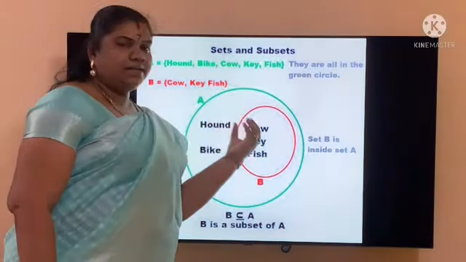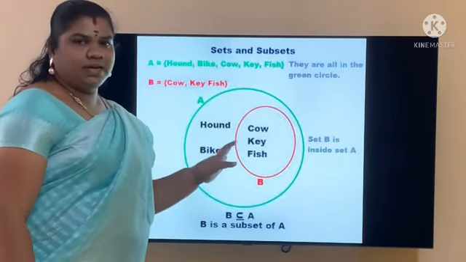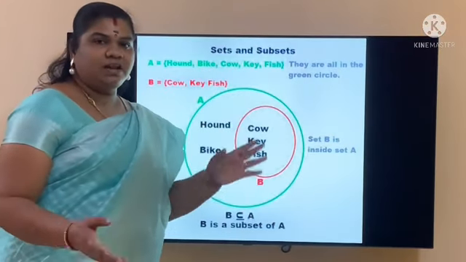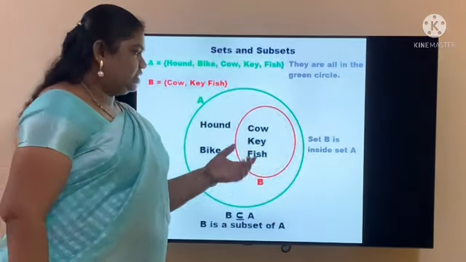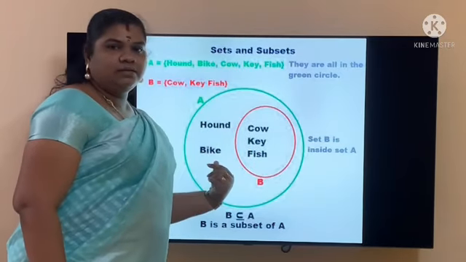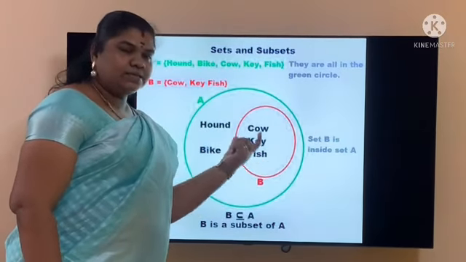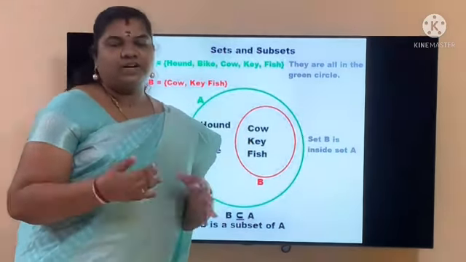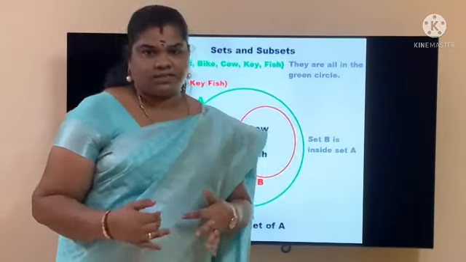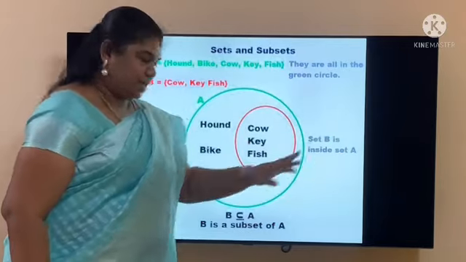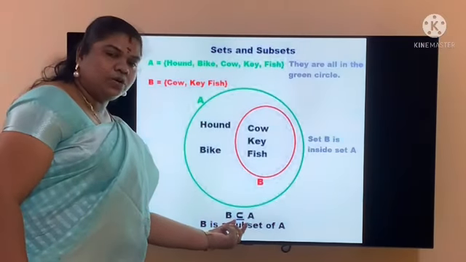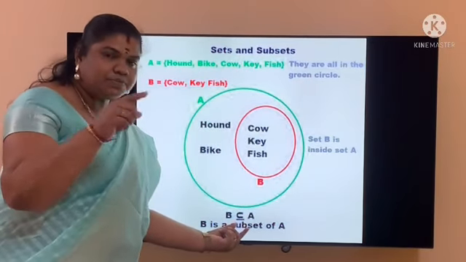So can you see that the red color circle is present inside the green color circle, where these elements are also present in green. But we have taken this as one more set, which is having the elements of B inside. So we say B is contained inside A, which we can call as B is a subset of A. When it is contained in something, we call that a subset. So set B is inside set A, so we say B is a subset of A. And this is how we will be denoting our subset, the subset sign.